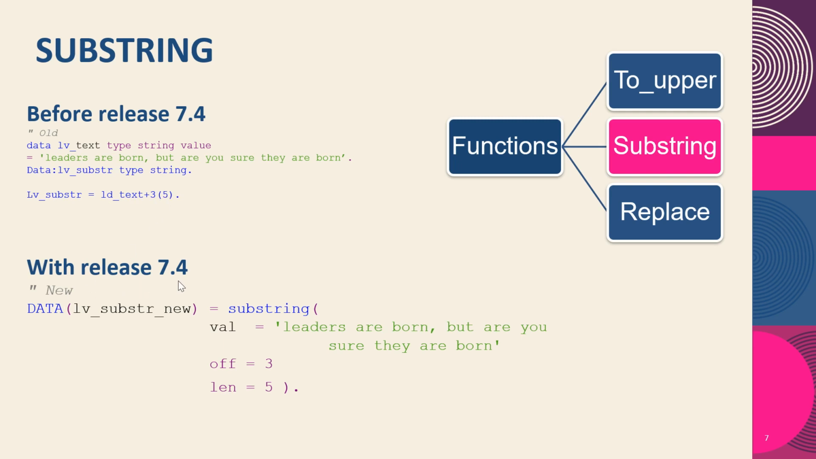In release 7.4 and after, you can use the substring function. You can assign it to a variable as well, the string variable containing the value. Then you specify the offset, from which position, and length, up to how many characters we want in the substring. Because it is 7.4 and after, no need to declare the string variable. Rather, you can use inline declaration to declare the string variable.